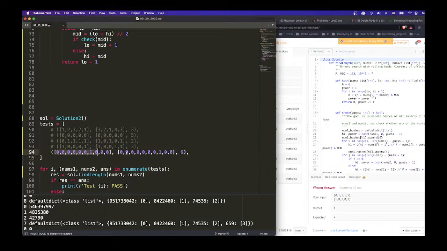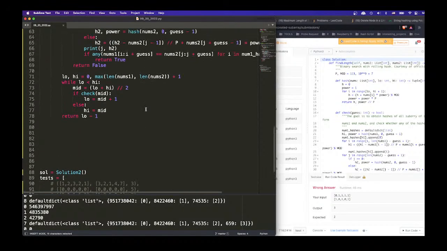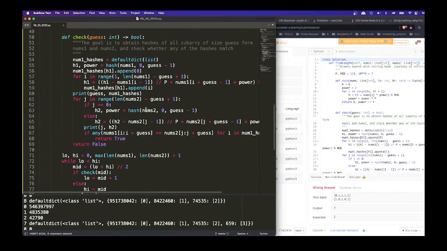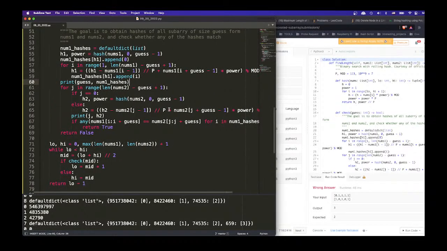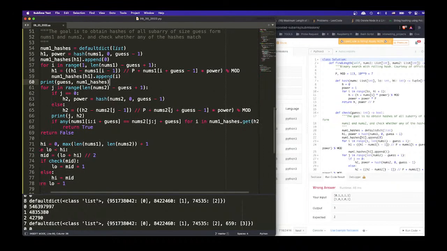So the 1 shall be able to match, but 1 does not match. What the hell? Does not match. I don't understand. Is it because of mod? That's fine, because if it's mod, we'll handle the collision already.